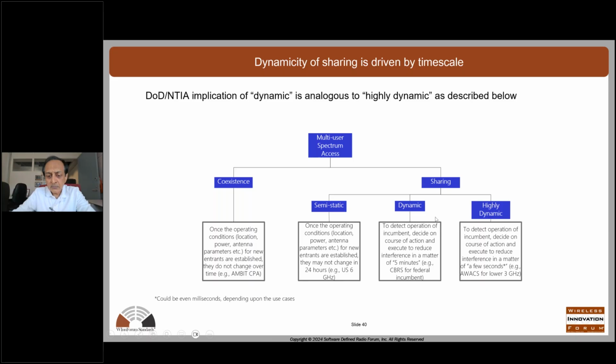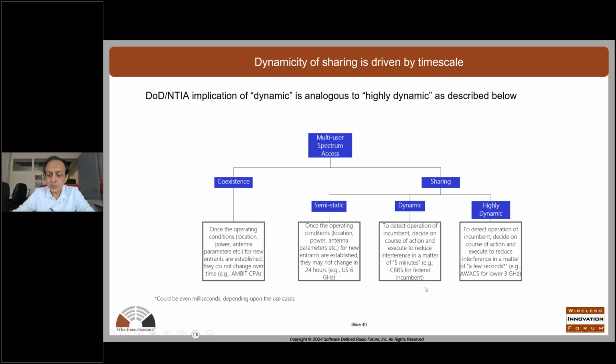Then you're talking about dynamic. Again, the difference between dynamic and high dynamic is something we are using within our forum just to differentiate ourselves from the CBRS world. This is not cast in concrete, but we need to keep the difference in mind so that we understand the challenges we have. So in the dynamic environment, we need to detect or be notified of the incumbent and decide on a course of action and execute to reduce interference in a matter of, let's say, 5 minutes, as in CBRS, as we have seen.